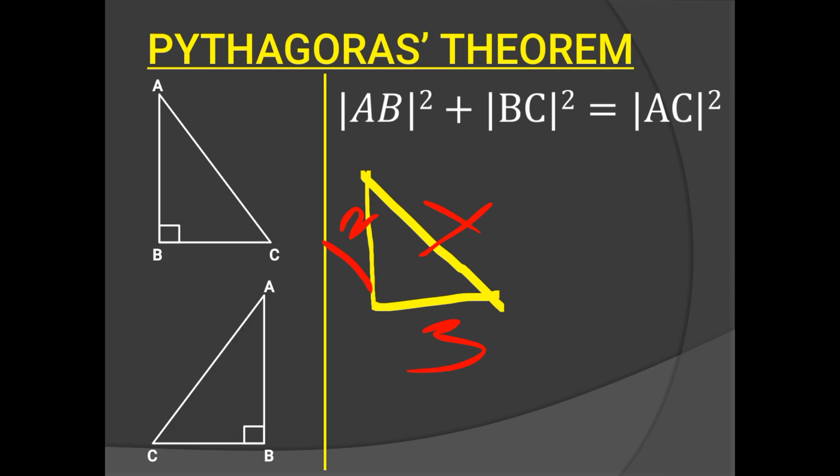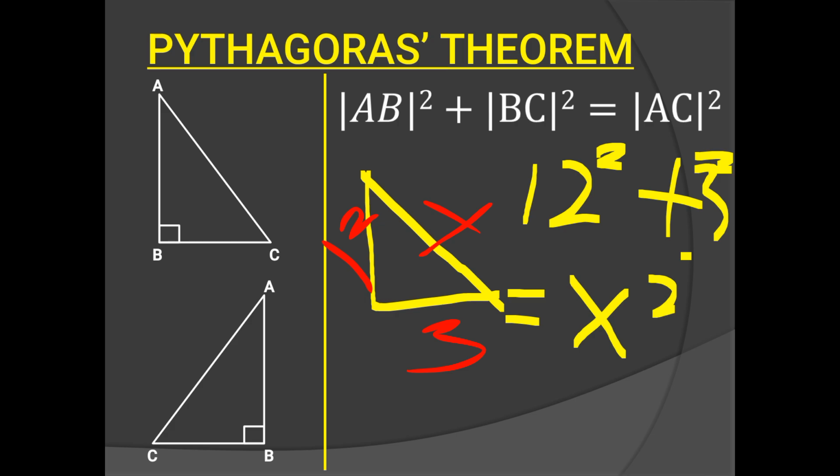Pythagoras' theorem is saying that to find this hypotenuse, what are we going to do? We are going to have square of the height, so 12 squared, plus square of the base, 3 squared. That should give us square of the hypotenuse, x squared. So 12 squared plus 3 squared equals x squared. Like I said, you can start with the base too, so it can be 3 squared plus 12 squared equals x squared. The base and then the height could be interchanged, but it's important to know your hypotenuse.